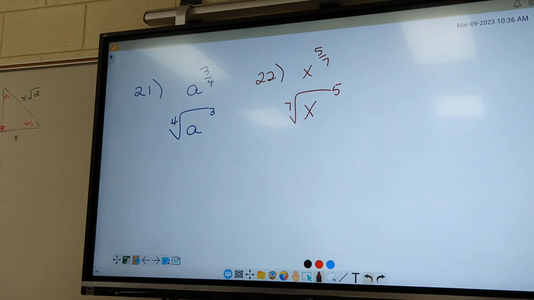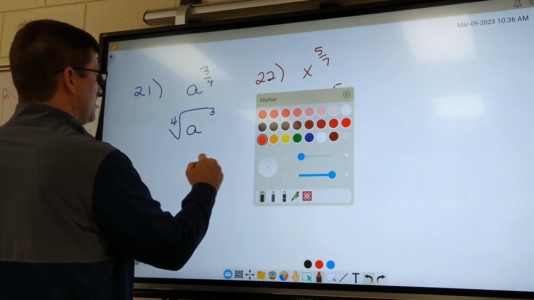Even if it's a number, now, it's not asking you to simplify them, is it? It says express using radicals. You're just changing it from exponent form to radical form. Sounds good to me. All right, 23.